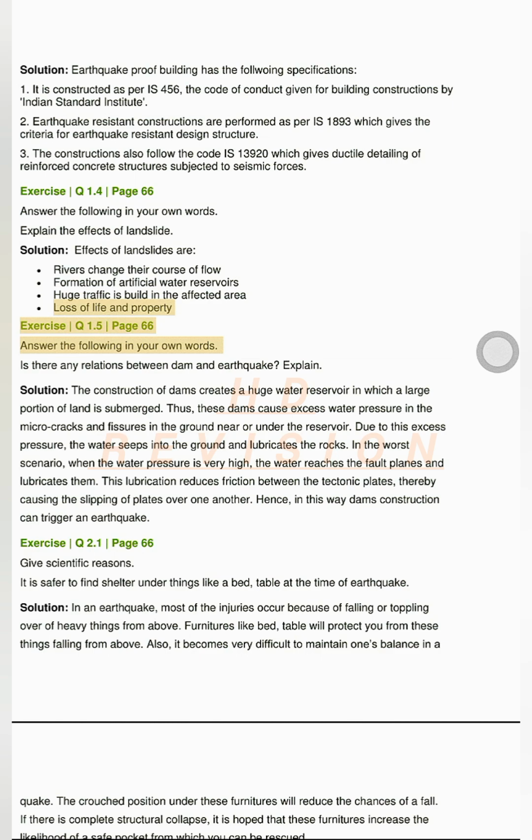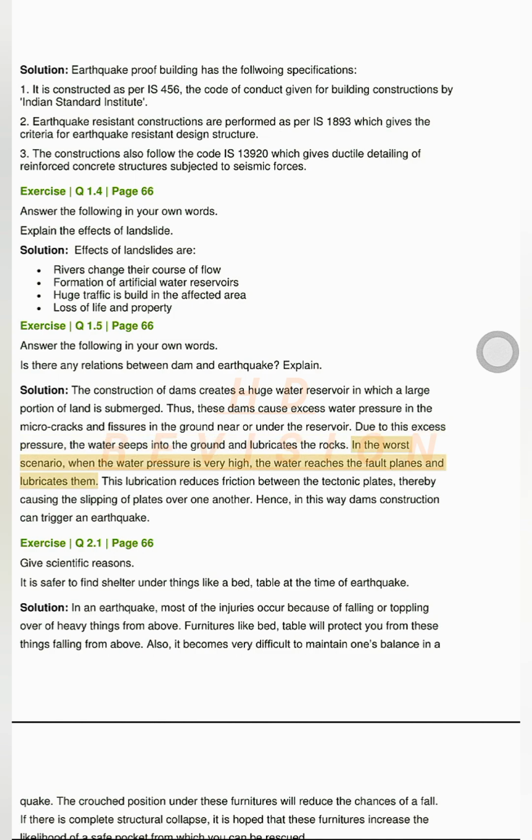Exercise Q1.5, page 66. Answer the following in your own words. Is there any relation between dam and earthquake? Explain. Solution. The construction of dams creates a huge water reservoir in which a large portion of land is submerged. Thus, these dams cause excess water pressure in the microcracks and fissures in the ground near or under the reservoir. Due to this excess pressure, the water seeps into the ground and lubricates the rocks.